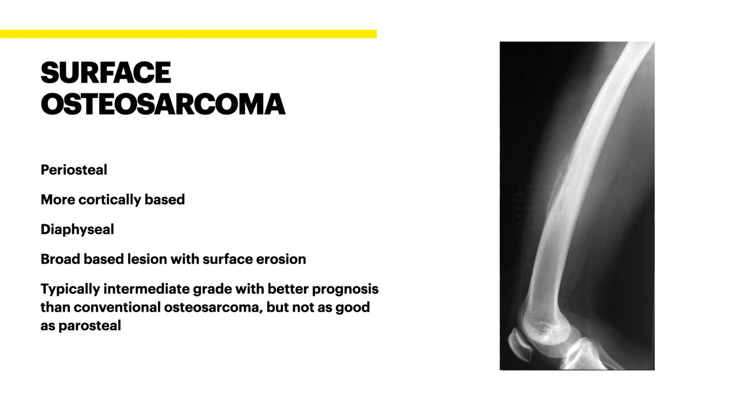Comparing that to the parosteal, the periosteal is actually more cortically based since it arises from that inner layer of the periosteum. They also tend to be more diaphyseal. Here's the image from a case that I pulled from Radiopedia, but this will be a more broad-based lesion where you see a lot of cortical surface erosion. And these, the thing to know about them is they're a little bit more in the intermediate grade range, so they have a better long-term prognosis than conventional osteosarcomas, but not quite as good as the parosteal. So if you guys have any questions, as always, you can email me, but thanks for listening in.